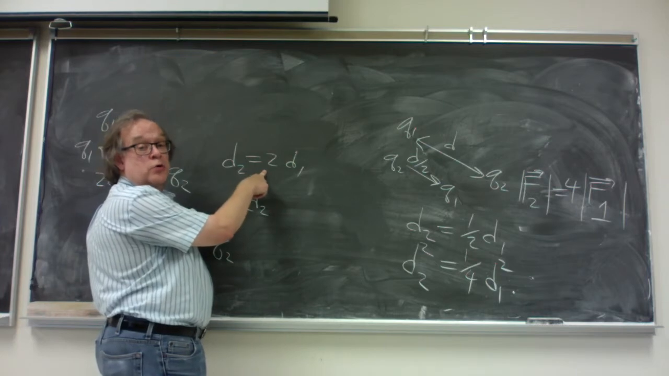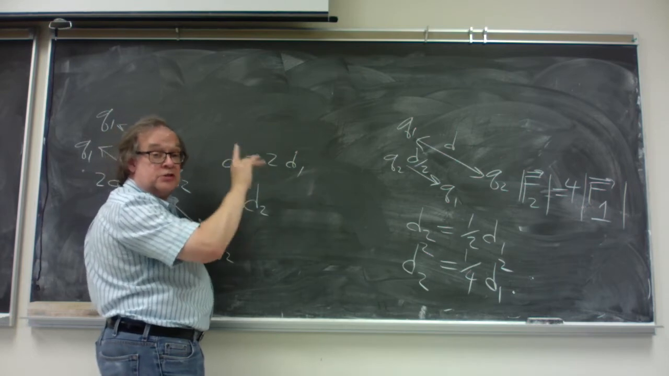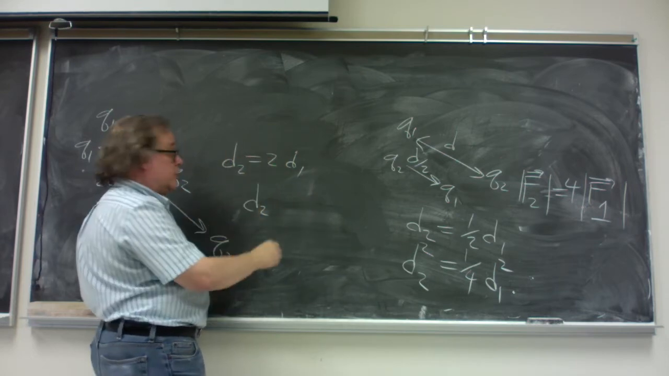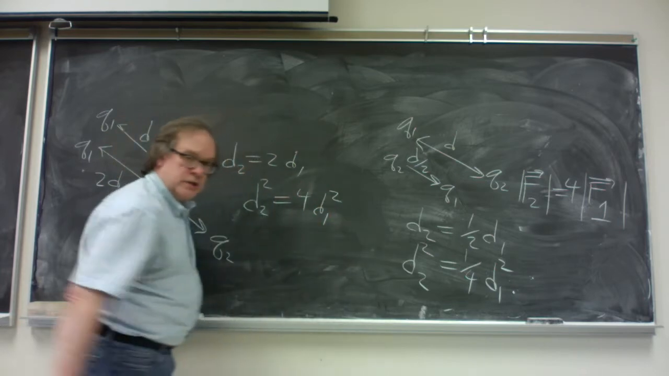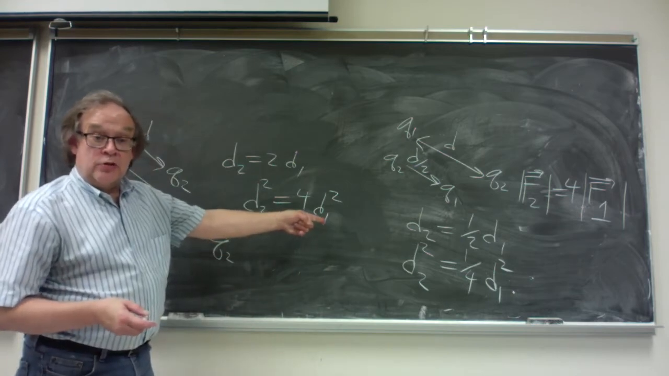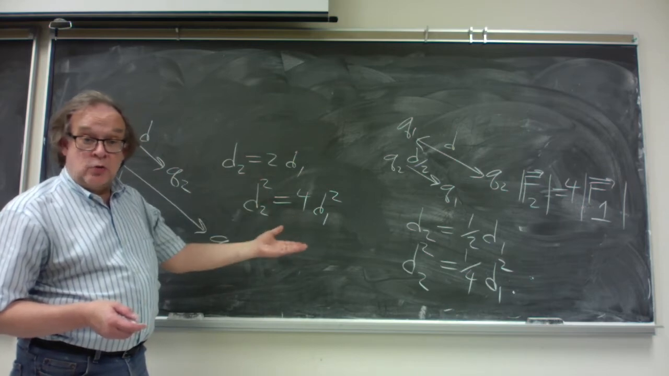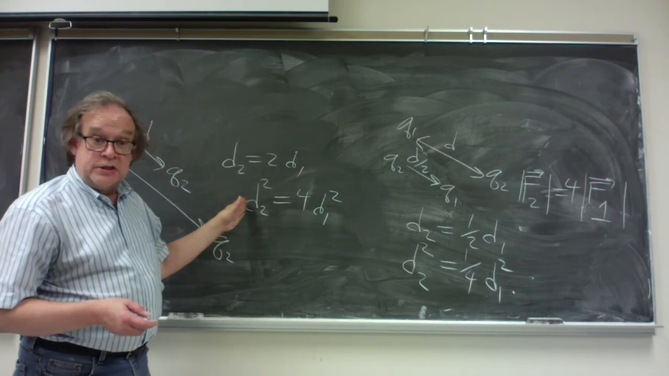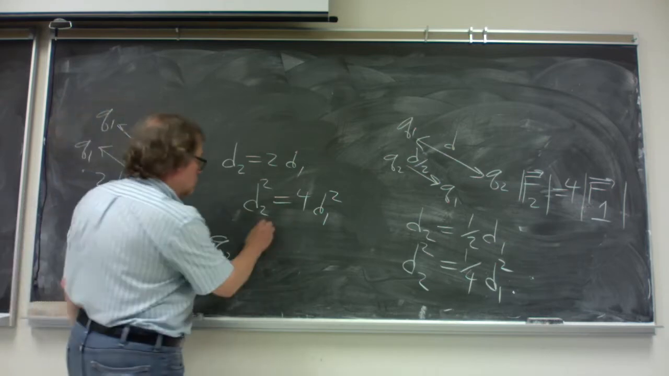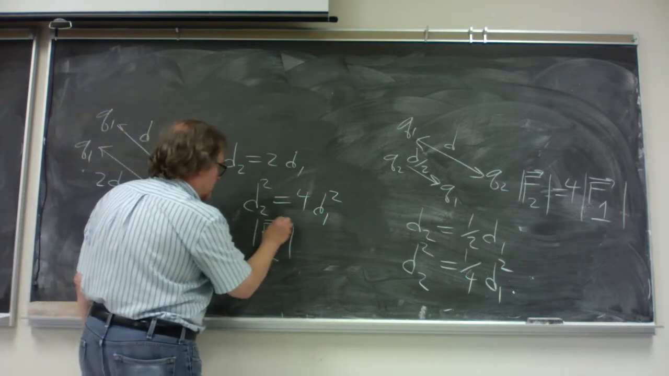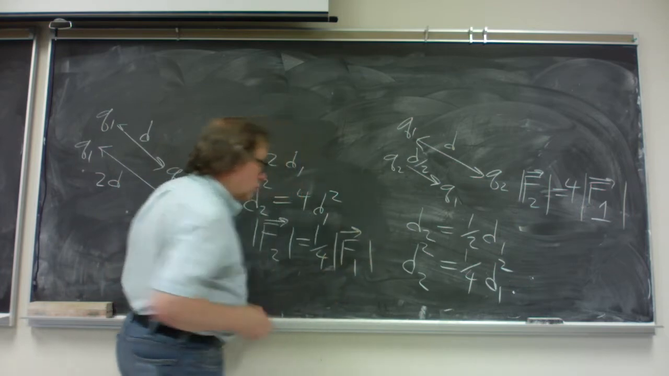If we know how distance changes, we can figure out how distance squared changes just by squaring this equation. So the square of the new distance equals the square of 2, which is 4, times the square of the old distance. The variable called distance squared changed by a factor of 4. So the magnitude of the force, being inversely proportional to d squared, changes by the inverse of this factor, 1/4. The magnitude of the new force is 1/4 the magnitude of the old force.